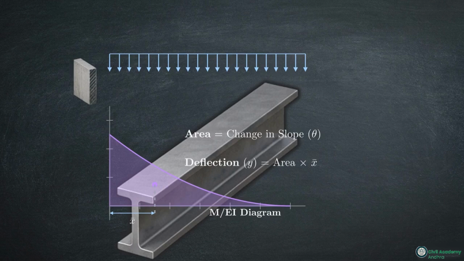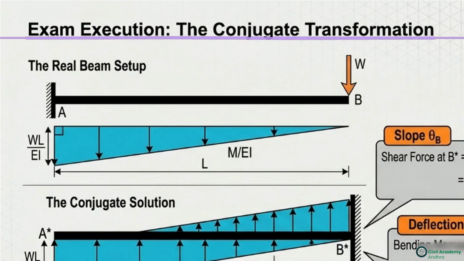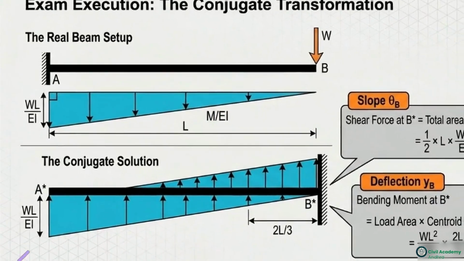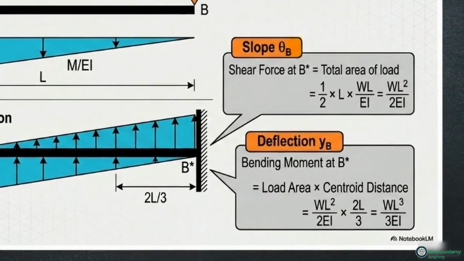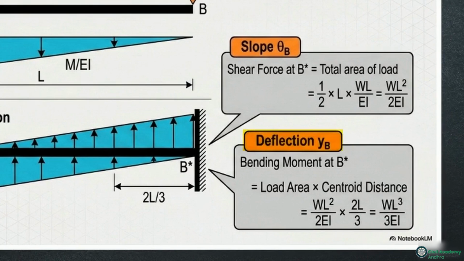Our final tool is the conjugate beam method. It relies on a mathematical analogy. The calculus linking load, shear, and moment is identical to the calculus linking M over EI, slope, and deflection. To exploit this, we create an imaginary conjugate beam and load it with the M over EI diagram from our real beam. Because the underlying math is identical, the solution is procedural. The slope at any point on the real beam equals the shear force at the same point on the conjugate beam. Likewise, real beam deflection equals the conjugate's bending moment.